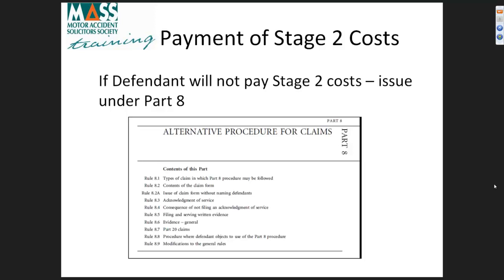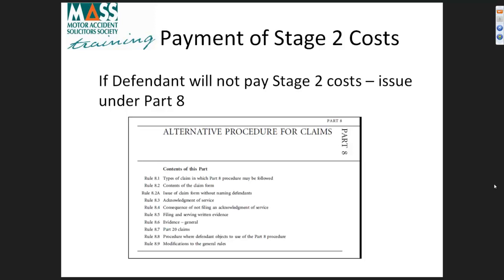Okay, back to Stage 3. If you are issuing under Stage 3, the rules state that within 15 days of the court proceedings pack, Part A and Part B, being served on the defendant, then the defendant should pay what is agreed together with your Stage 2 costs and Stage 1 costs if they're outstanding, together with any agreed disbursement. And if they're not agreed on the disbursements, then the element that they accept.